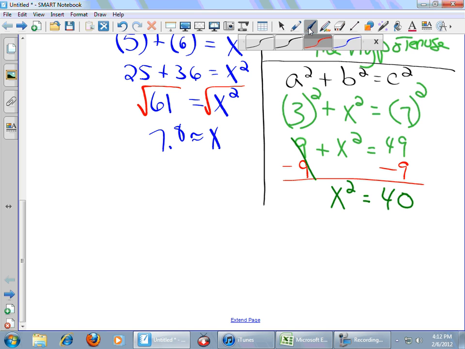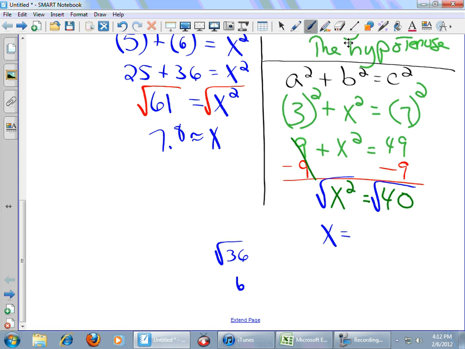How do I undo a square again? I'll bet you Kareem can tell me. To undo a square, I take the square root of both sides. All right, the square root of x squared is x, because x times x is x squared. The square root of 40, well, I know the square root of 36 is 6. The square root of 49 is 7. I know my answer is going to be somewhere between 6 and 7. It's probably going to be closer to 6 than 7 because 40 is closer to 36 than to 49. I'm going to guess it's going to be about 6.3 or maybe like a 6.28.